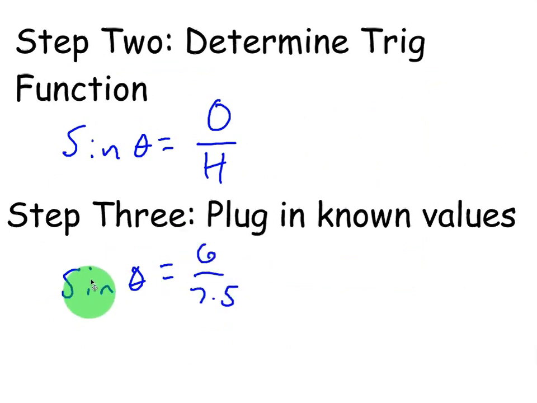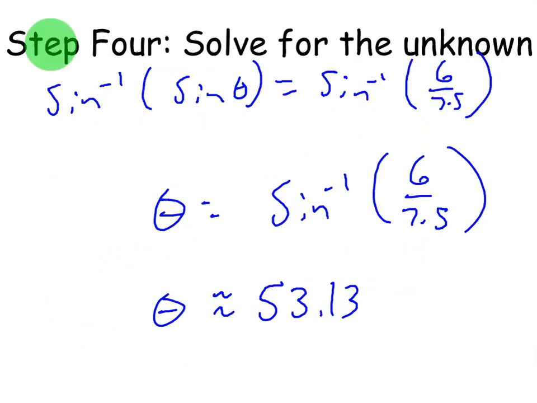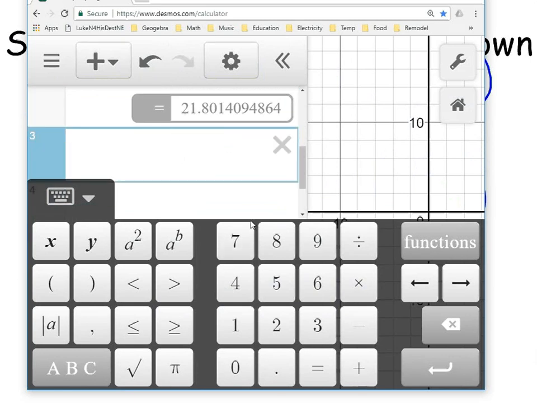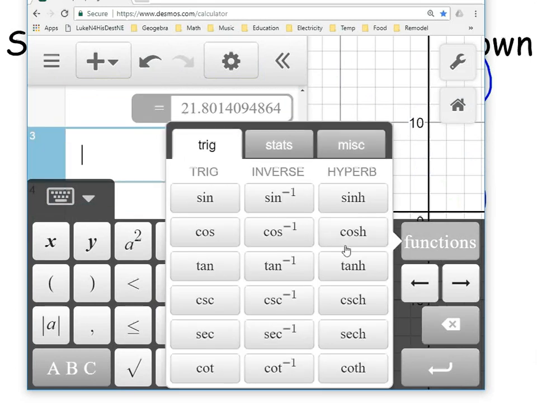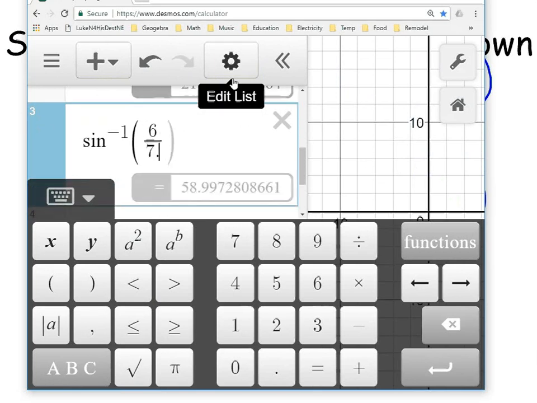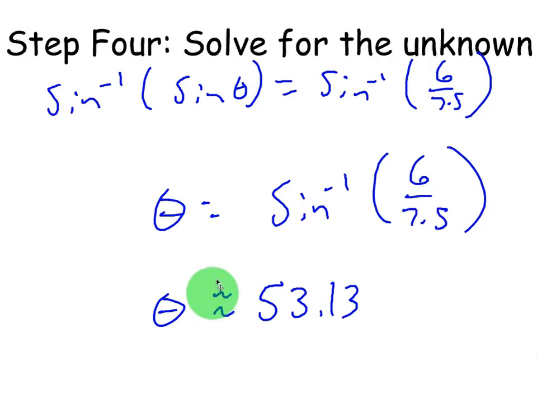In this case, since it's sine, we will be using inverse sine. Algebraically, the way that we show that is we take the sine inverse of both sides. Now we have theta is equal to sine inverse of 6 over 7.5, and now it's time to pull out the calculator. So again, going to the Desmos calculator, we're going to click on functions, sine inverse. We'll type in 6 divided by 7.5, and we get 53.13, which is where this number came from.